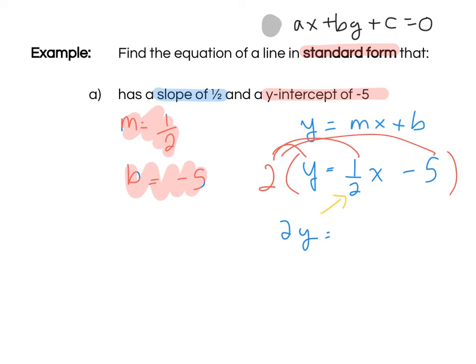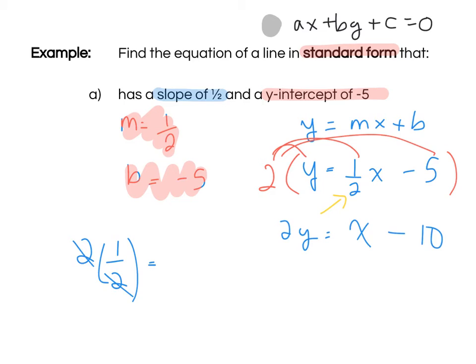All right, so distributing that 2 to every term in the equation, I get 2y equals, 2 times 1/2 is 1, right? If I multiply by the denominator, my 2 and my 2 will cancel out. So I end up with 1x, or simply x. And then minus 10 when I multiply the 2 by the -5.